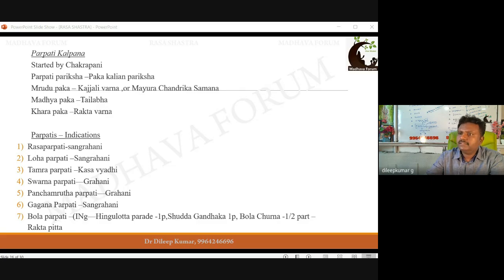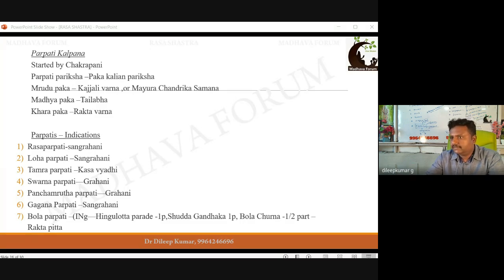Pathya is the one that will decrease the disease condition. Apathya is that which is going to increase the disease condition. Pathya and apathya are not for our medicines. Pathya and apathya are for your disease. You should explain and you should convince the patient. Pathya and apathya are not for Ayurveda medicines. Pathya and apathya are there for your disease.